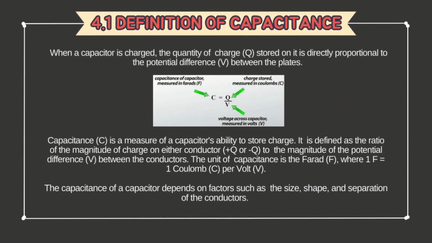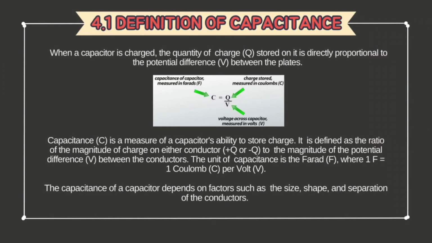When a capacitor is charged, the quantity of charge Q stored is directly proportional to the potential difference V between the plates, where C is measured in farads F, Q is measured in coulombs C, and V is measured in volts V. Definition of capacitance. Capacitance is a measure of a capacitor's ability to store charge. It is defined as the ratio of the magnitude of the charge on either conductor to the magnitude of the potential difference between the conductors.